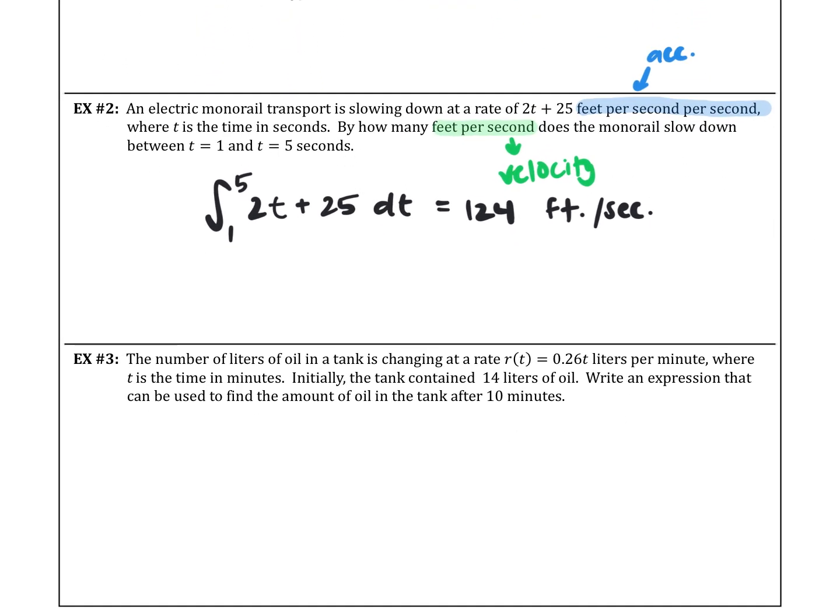Okay, this last one, I want you guys to go ahead and give it a shot. We've got liters of oil in a tank changing at this rate: r of t is equal to 0.26t liters per minute. t is the time in minutes. Initially, the tank has 14 liters. Write an expression that can be used to find the amount of oil in the tank after 10 minutes. Okay? Still working? We are starting with that 14 liters, and I am integrating from 0 to 10 of my function r of t, 0.26t. And if you plug that in, we end up getting 27 liters.